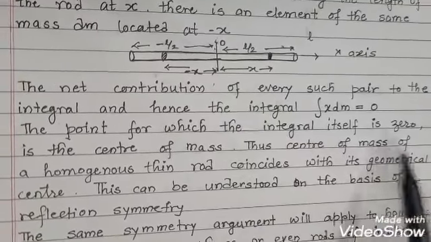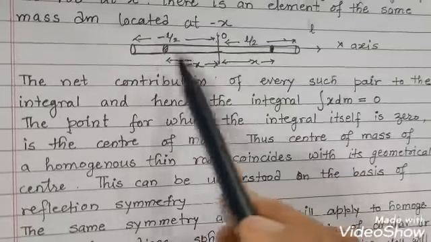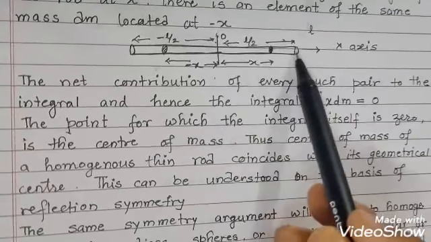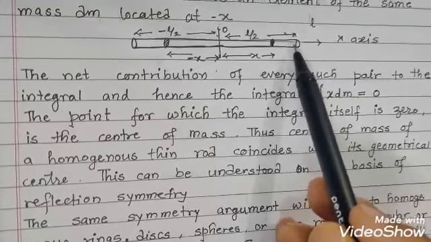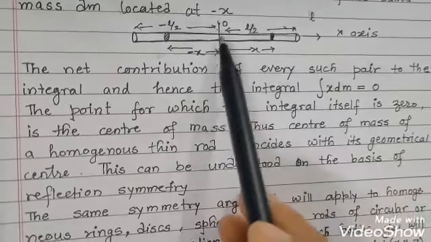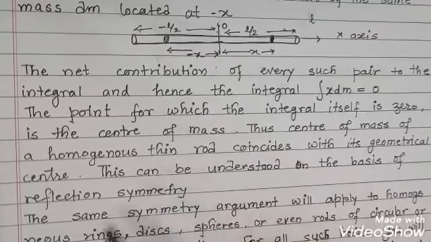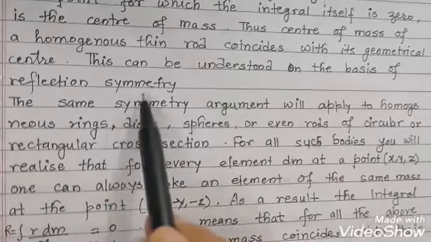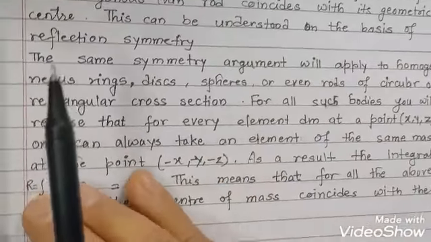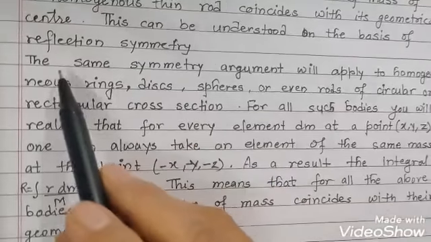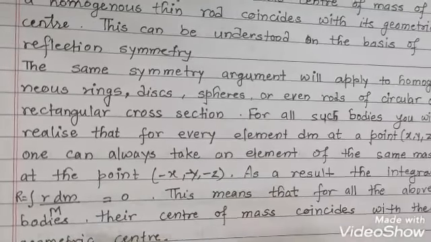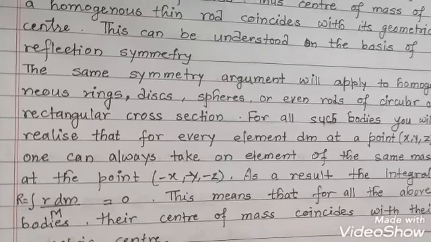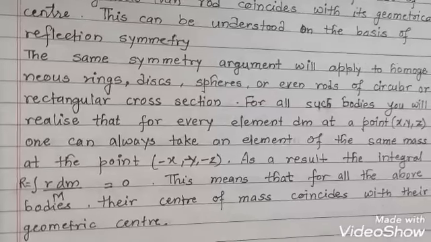Thus the center of mass of a homogeneous thin rod, homogeneous meaning the distribution of mass is uniform throughout the rod, coincides with its geometrical center, and this can be understood on the basis of reflection symmetry. With the same method, the same symmetry argument will apply to homogeneous rings, discs, spheres, or even rods of circular or rectangular cross section.